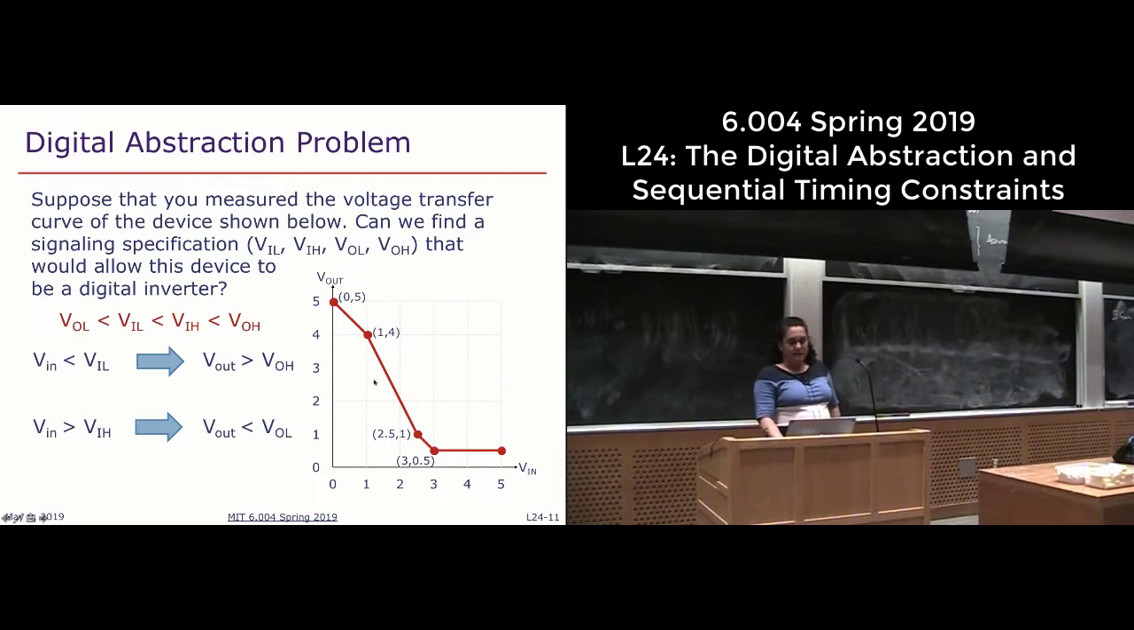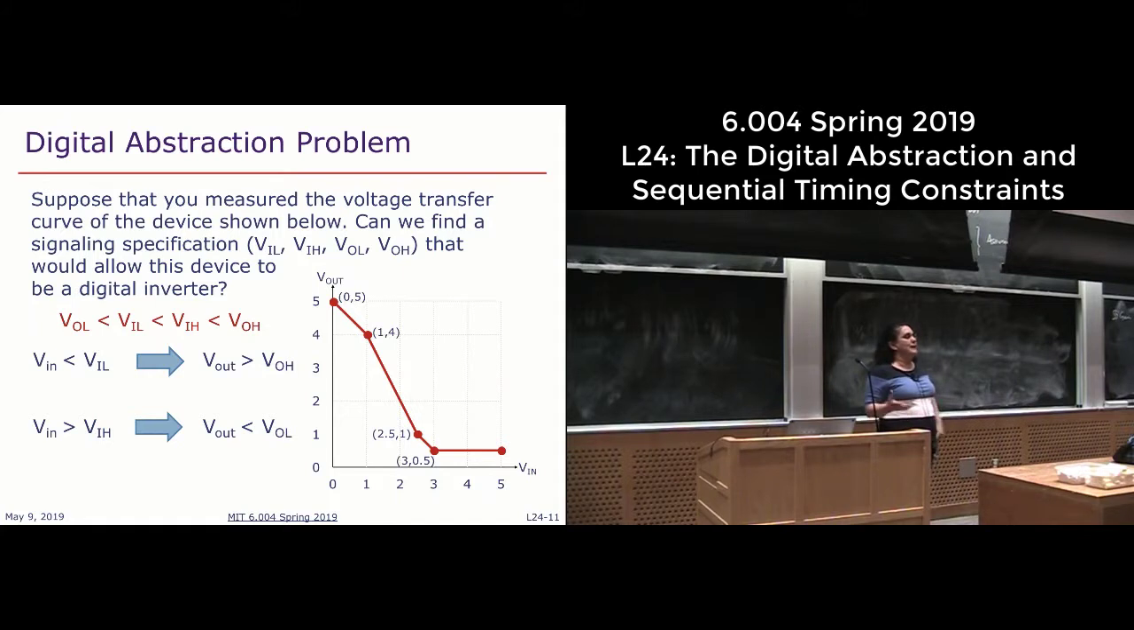So the first thing you can ask yourself is, could my VOL ever be a 0 in this device? What do we think? I see some shaking of heads, that's right. Why can it not be a 0? My device never produces a 0, right? No matter what Vin is, I can't produce a 0. So my VOL has to be something higher than 0.